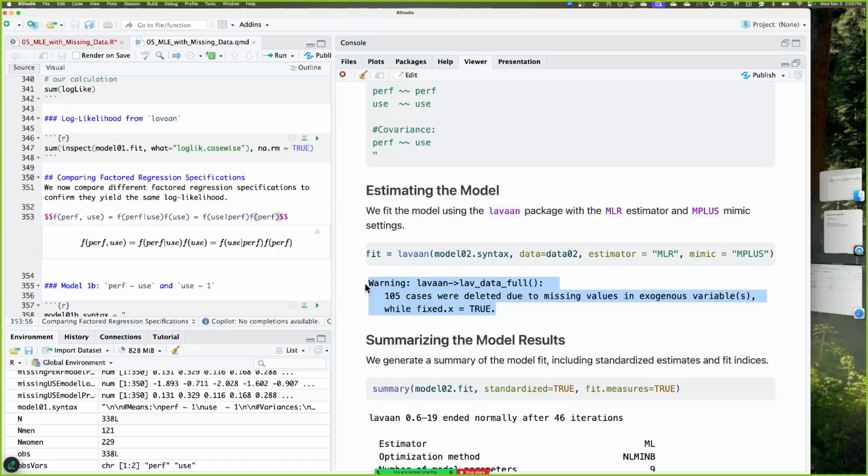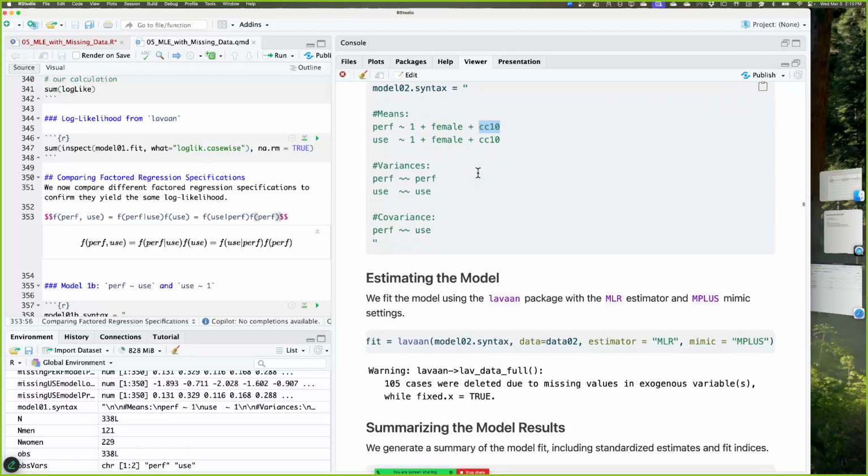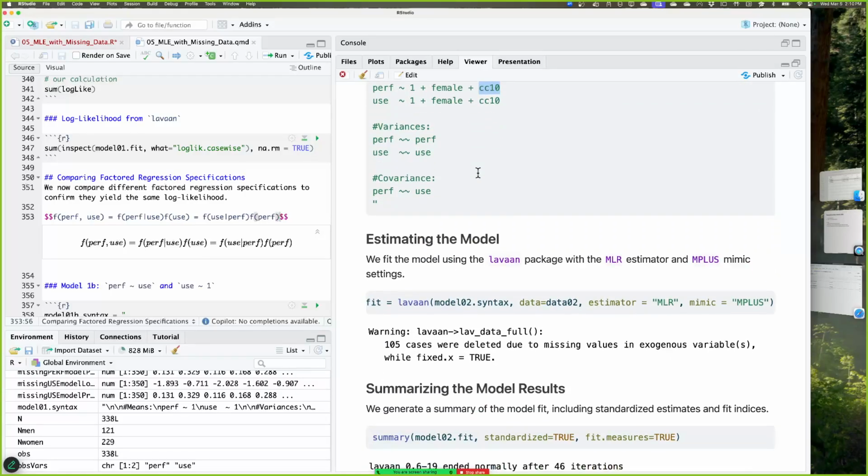No, I cannot, because I'm omitting data, right? I have 105 cases due to missing values for either CC10 or female. And since I'm omitting that data, now I have potential to have a bias, particularly if that bias is related to anything in the model. So this is not, even though I'm using maximum likelihood, this is a situation where I'm not meeting fully the assumptions of missing at random. Is that understanding coming through okay?